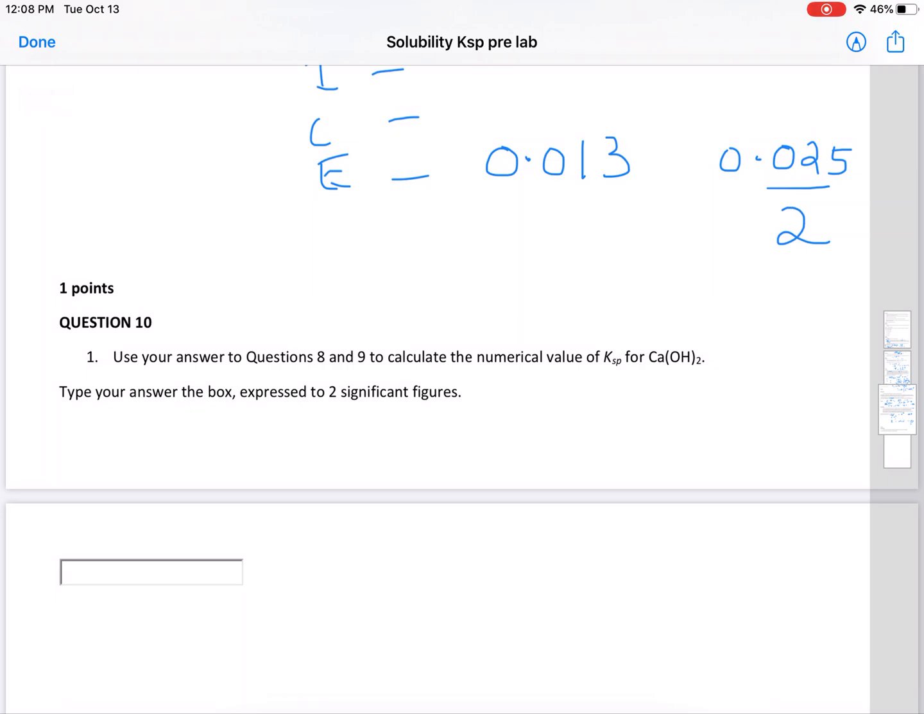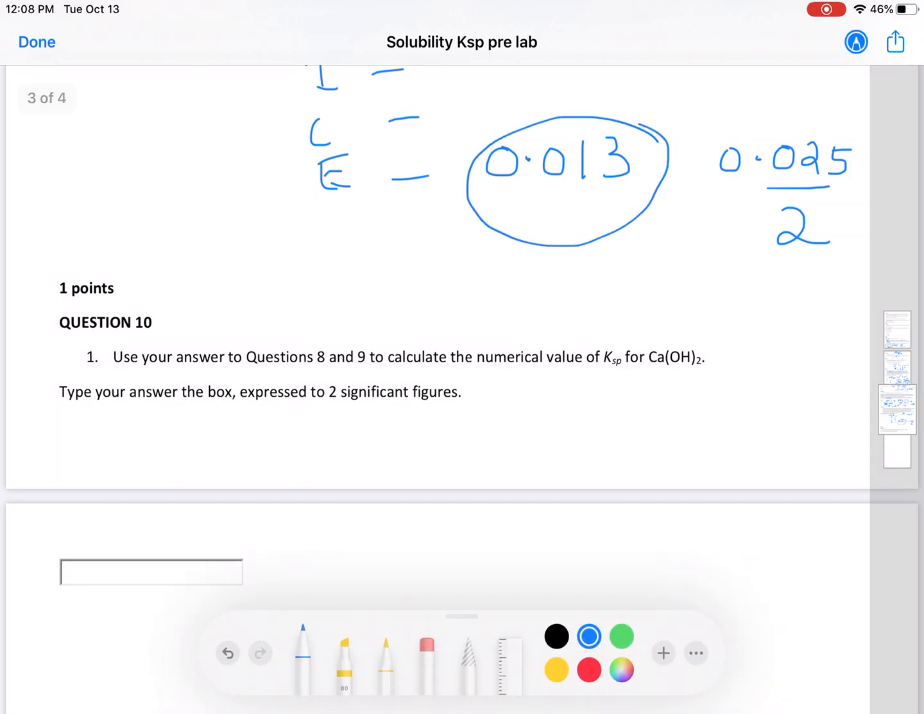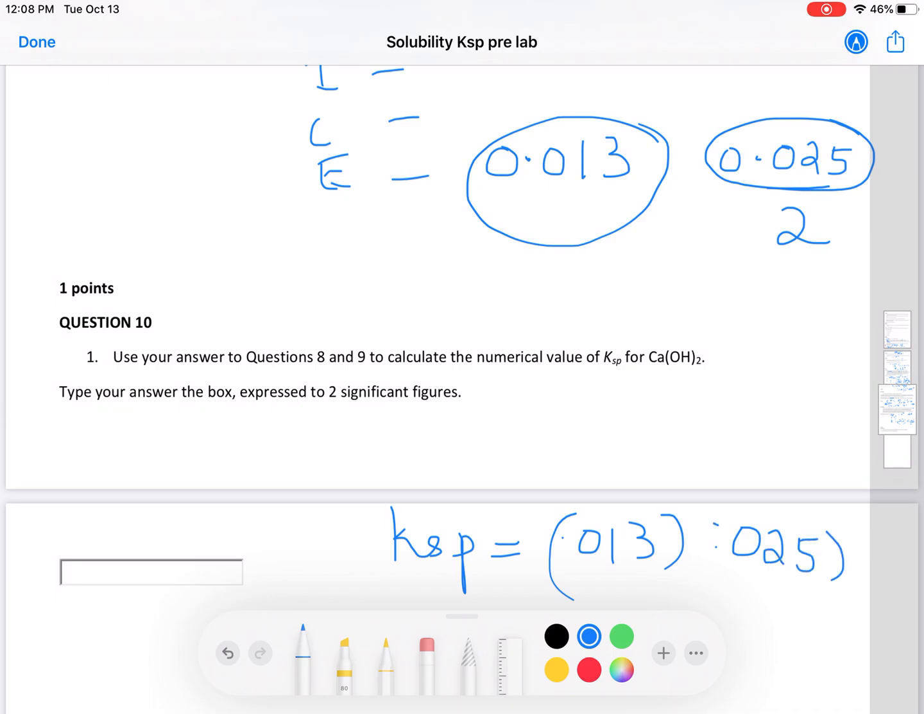Use your answers to questions 8 and 9 to calculate the numerical value of Ksp. So you know the calcium ion concentration, you know the hydroxide 0.025, so you can calculate the Ksp. That would be 0.013 times 0.025 hydroxide raised to the power 2, and get the answer. Keep it to 2 significant figures. That's all. All right then, bye for now.